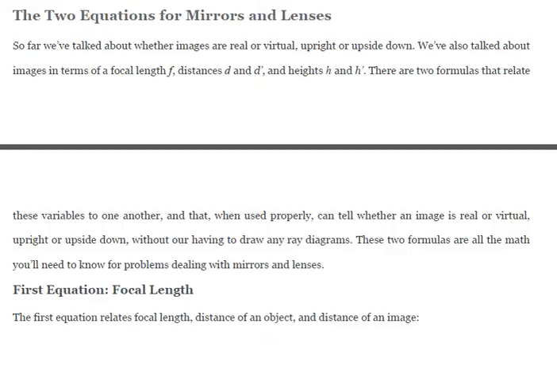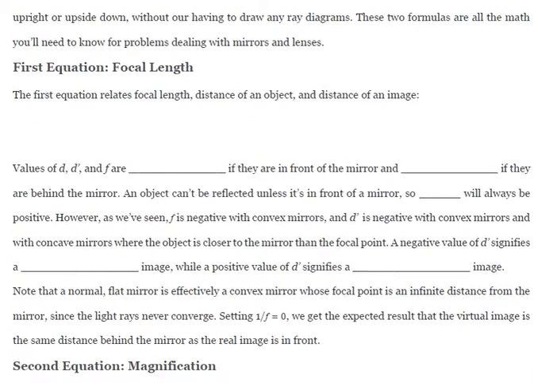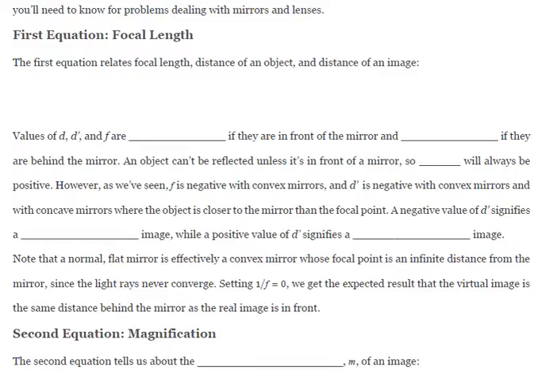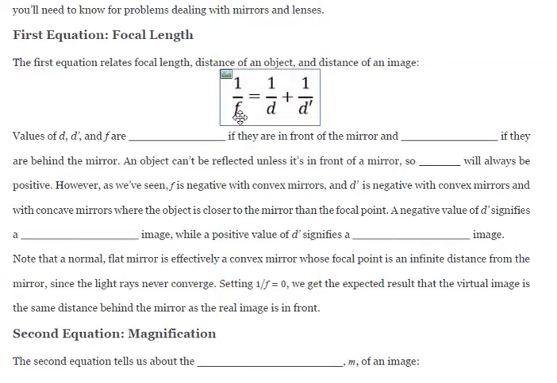So there are two formulas, and they're all the math that you'll have to know when you're dealing with this geometric optics stuff, when you're trying to figure out images for mirrors and lenses. So the first equation is the one that relates focal length, distance of an object, and distance of an image. That looks like this: 1 over f equals 1 over d plus 1 over d prime.